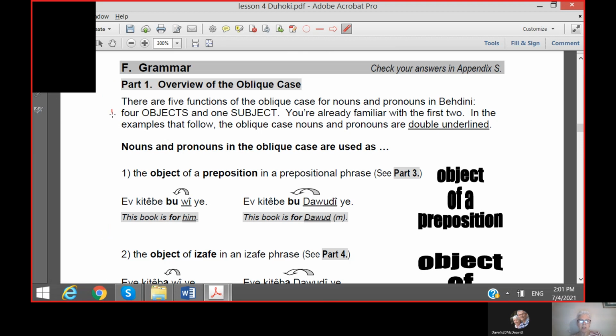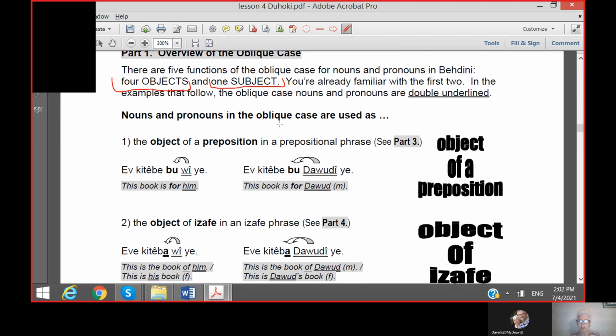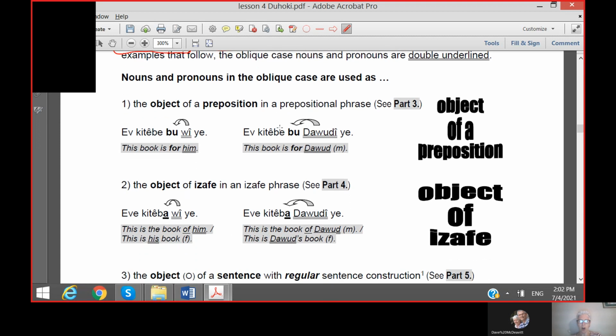There are 4 objects and 1 subject use of oblique case nouns and pronouns. You're already familiar with the first 2. In the examples that follow, the oblique case nouns and pronouns are double underlined. The first 2 are using the oblique case when it's the object of a preposition or the object of izafe. So let's look at the first one, object of preposition.